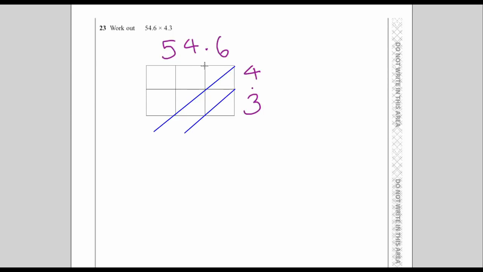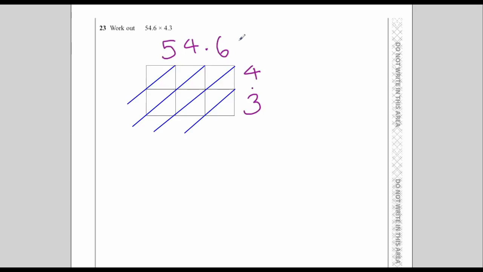If you've not seen this before, this will be looking very confusing to you, but see if you like the method. What the method says is for each square you just multiply the two numbers that go into it, and at the top you put your tens and the bottom you put your units. You'll see what I mean when we get started.